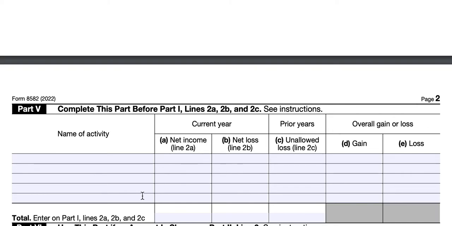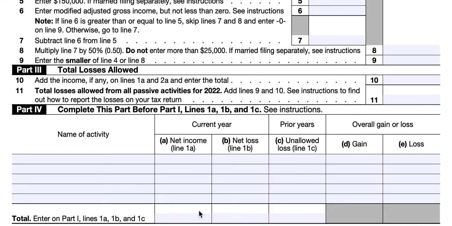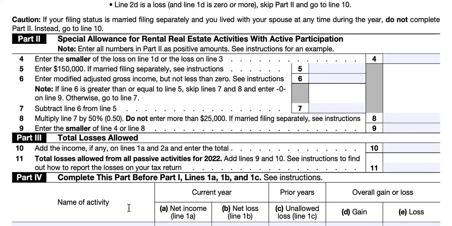At the bottom of both Part 4 and Part 5, you'll combine net income, net loss, and prior year unallowed losses. These are the numbers that you will enter on lines 1A, 1B, and 1C, or 2A, 2B, and 2C, respectively. This is the total for the part that will be entered into Part 1.